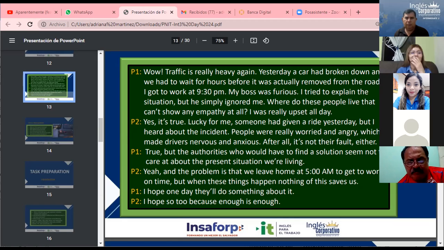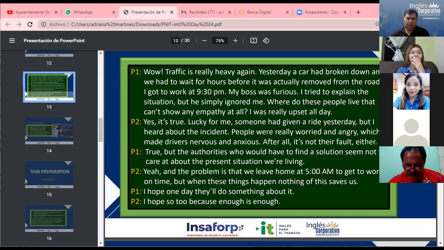Yeah, and the problem is that we leave home at 5:00 a.m. to get to work on time. But when these things happen, nothing saves us. I hope one day they'll do something about it. I hope so too, because enough is enough.